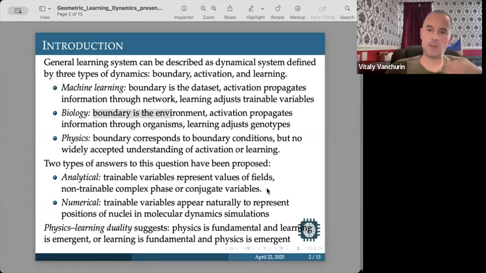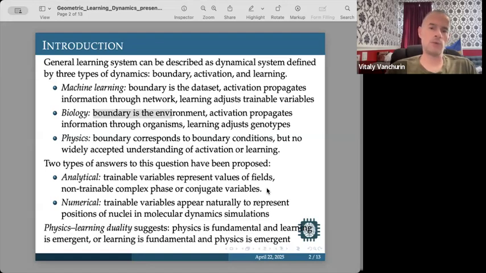Now, there are some answers that have been proposed in the literature. The analytical answer would be that trainable variables could represent, for example, values of fields. Non-trainable variables can represent the conjugate variables or, in a quantum description, the complex phase. Recently there were numerical studies that Yaroslav and I just submitted to Archive again last week, showing that the positions of nuclei seem to be a good trainable variable describing the system.